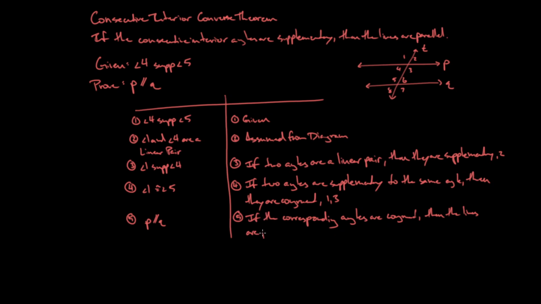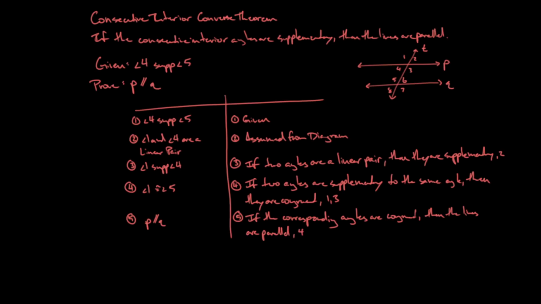This ended up being not that bad of a proof, even though we were talking about supplementary angles, because we were helped out by the congruent supplements theorem, which made everything easier. We didn't talk about measuring anything. So now we know that if angle 4 and angle 5, which are consecutive interior angles, are supplementary, then the lines have to be parallel, and we can use that moving forward.